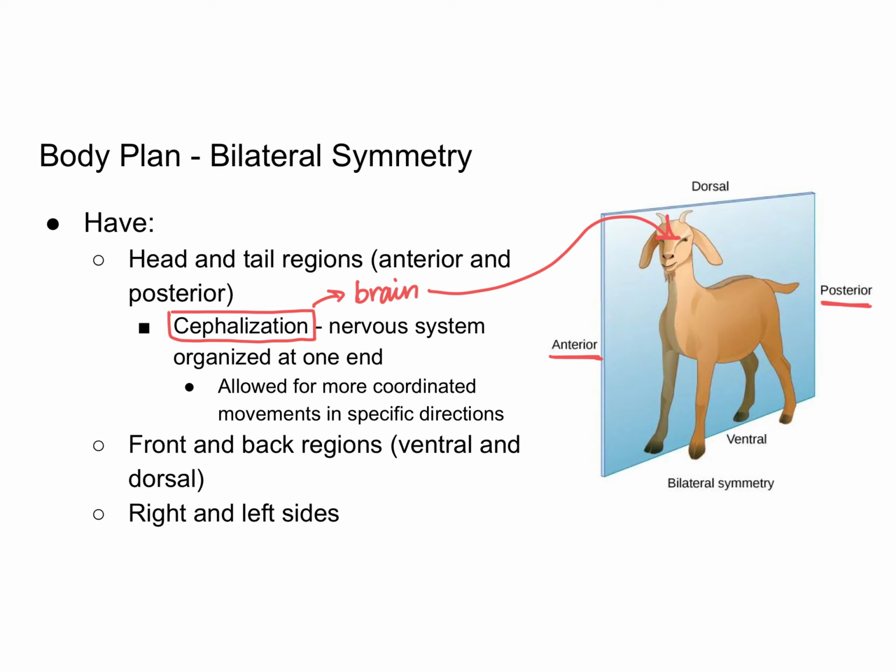We also have things like front and back regions. Ventral and dorsal are also terms used: ventral is like the belly, and dorsal would be the back. We would also end up with the right and left side. As you can see on this goat here, this would be the goat's left side, and then the right side would be the side that we can't really see very well.